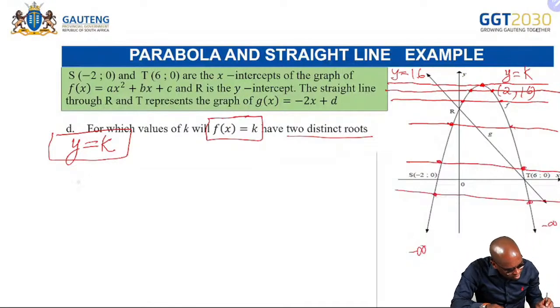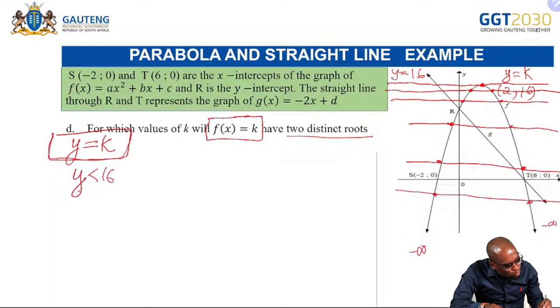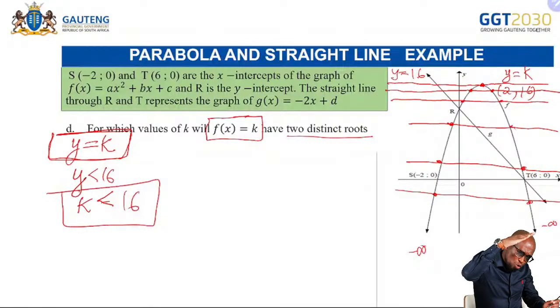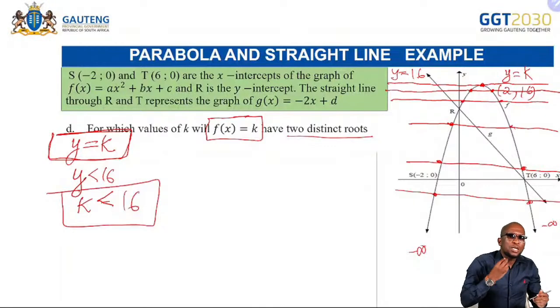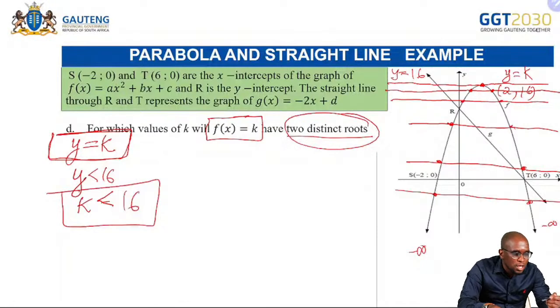So how do we define that? We would say it would occur for y is less than what? Y is less than 16. But remember, we are moving a line y equals k, which means that k should be less than 16, because just below the turning point, on that region below the turning point going down, you see that the line is touching at two different x values. So it has what we call two distinct roots. So that's when it has two distinct roots. So that's how you respond to that question there.